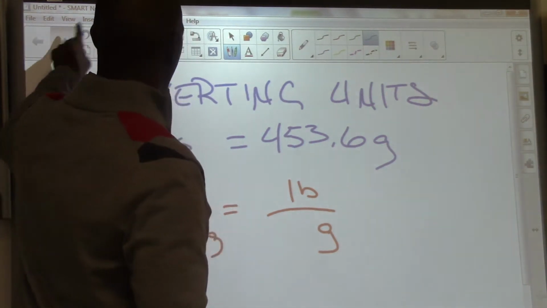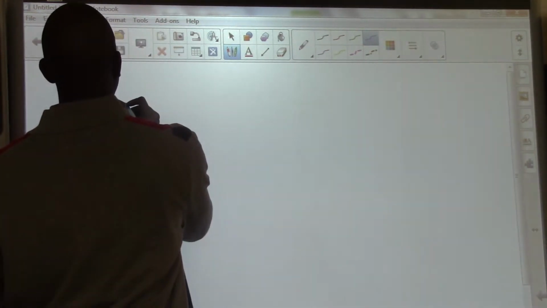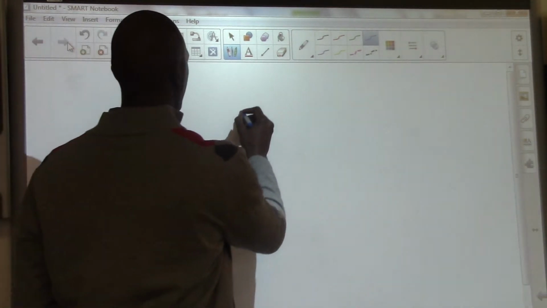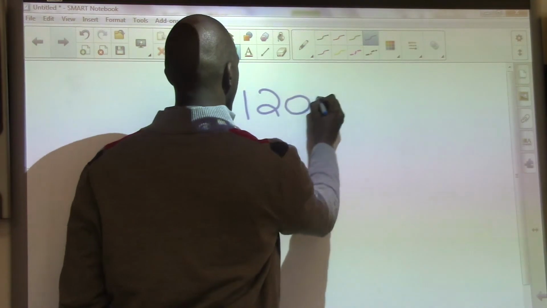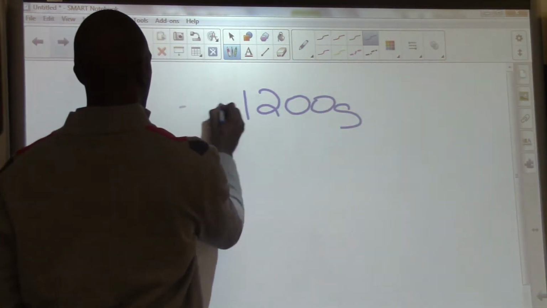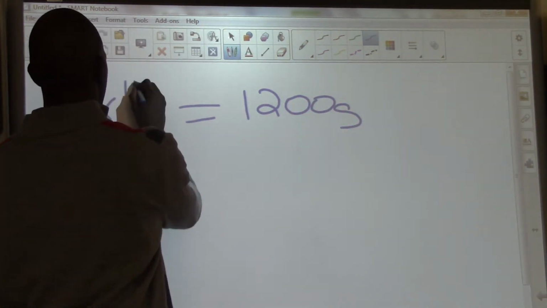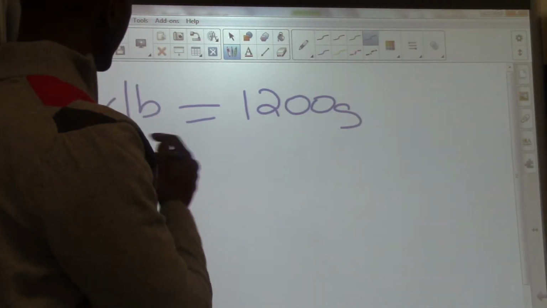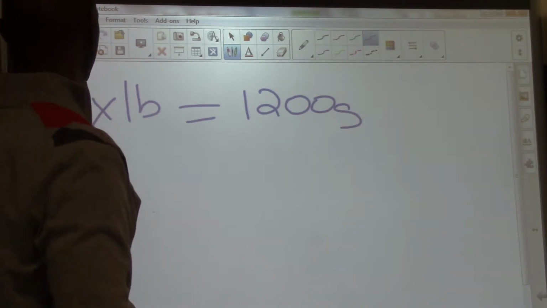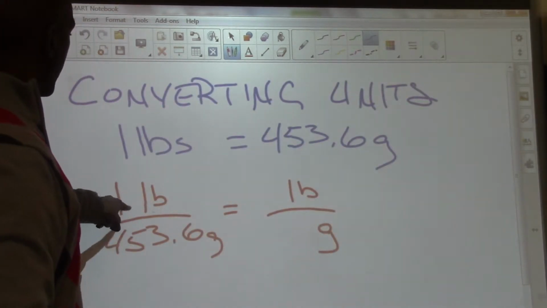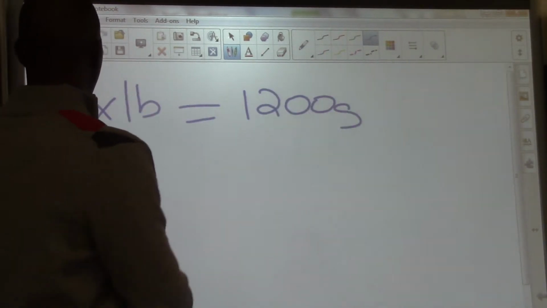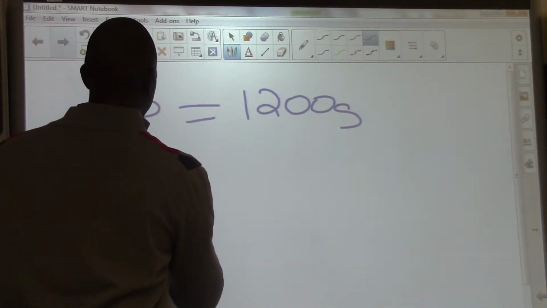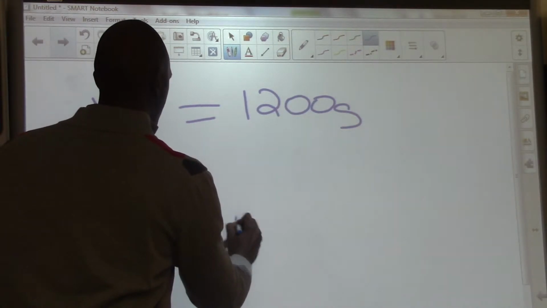So if 1 pound equals 453.6 grams, what if we had 1,200 grams? How many pounds equals 1,200 grams? We know that X pounds equals 1,200 grams. We found in our initial ratio that 1 pound equals 453.6 grams.